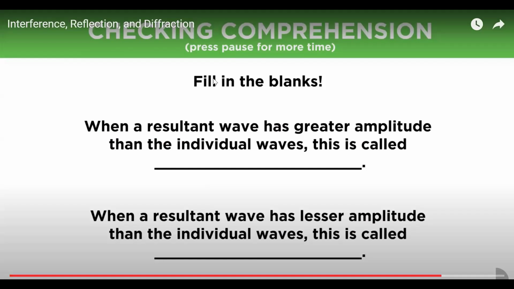So can you tell me the answers of both the fill in the blanks? When the resultant wave has a greater amplitude than the individual wave, this is called interference. And the second one? When the resultant wave has lesser amplitude than the individual wave, this is called the diffraction.